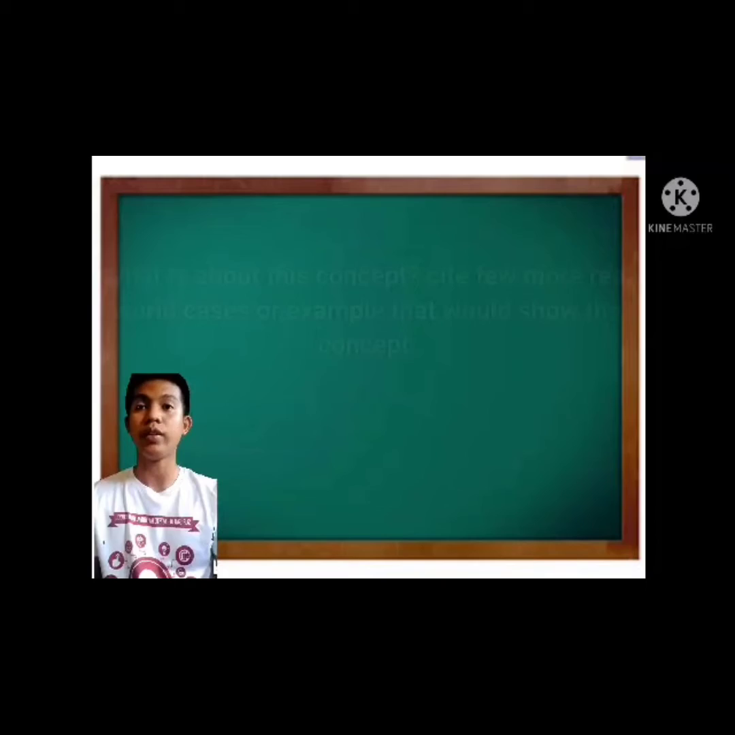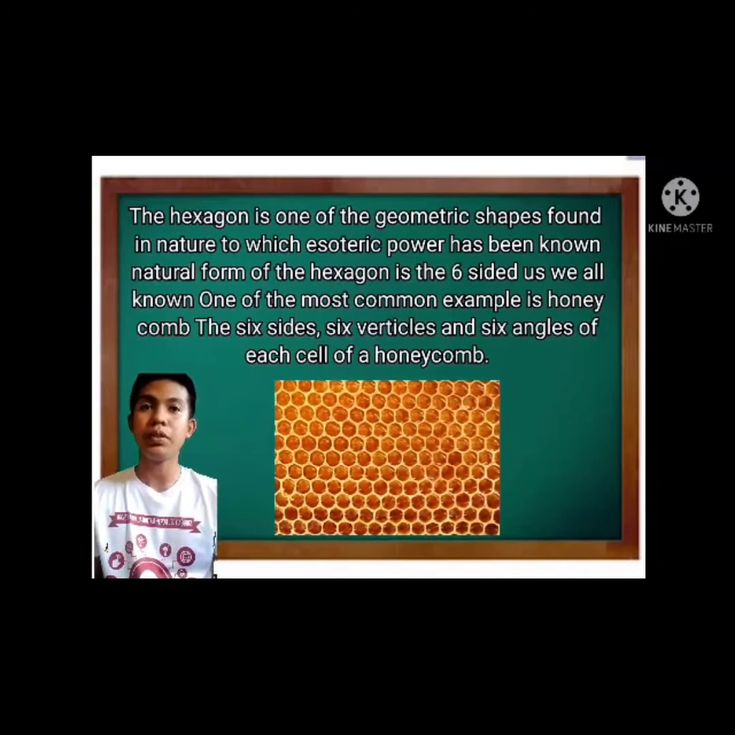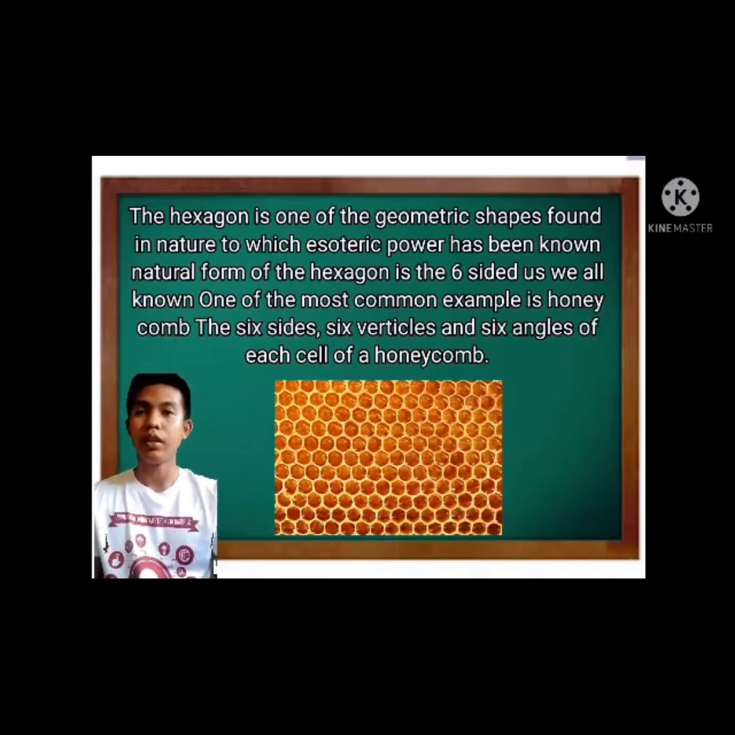The second question is, what is about this concept? The hexagon is one of the geometric shapes found in nature, to which esoteric power has been attributed. The hexagon is six-sided, as is well known. One of the most common examples is the honeycomb. The honeycomb has six sides, six vertices, and six angles in each cell.